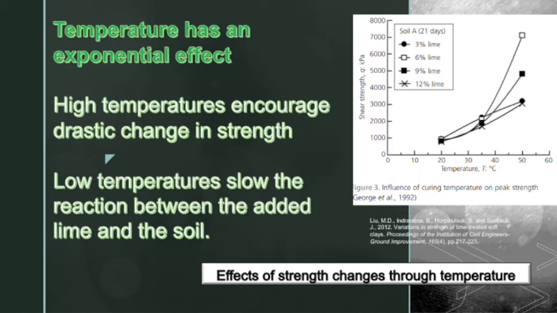It can be seen that lime content influences the increase of strength due to temperature, as the 6% and 9% lime soils show greater improvements than the 3% and 12% lime soils. This displays that there is an optimal lime content to produce the greatest strength increase due to changes in the curing temperature, and this optimum value lies somewhere between the 3% and 9% lime soils.